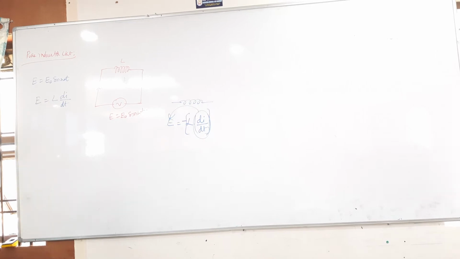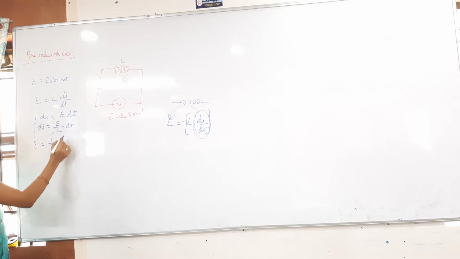To get the current, how do we do it? L into di is equal to E into dt. Is that correct? So I will send the L to the other side, then di is equal to E by L into dt. Now I will do the integration to get the current. Integration of di is obviously I. So I is equal to 1 by L out, integration of E dt.